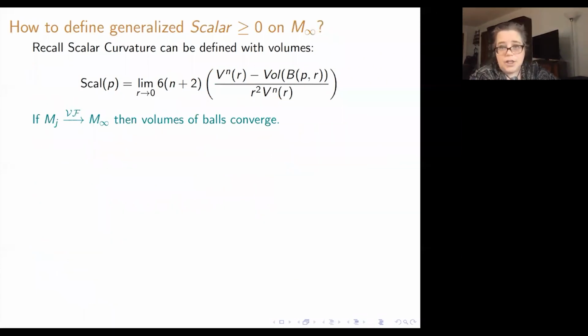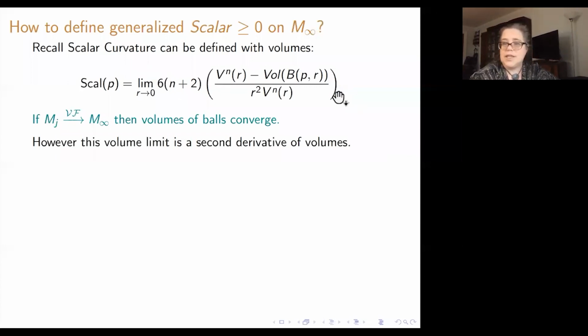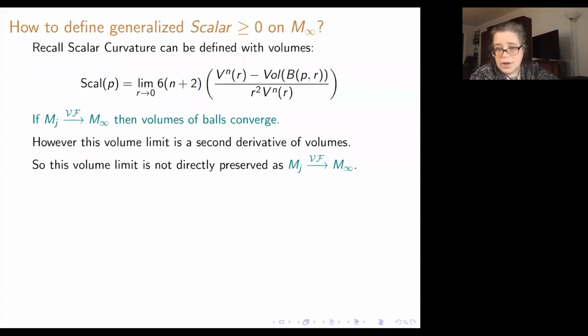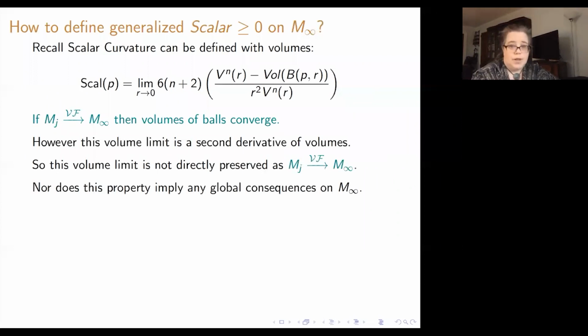If we wanted to define a generalized scalar non-negative, certainly this definition is definable on a space that is not smooth. And under volume preserving intrinsic flat convergence, we do have volumes of balls converge, but this is very misleading. This limit is really a second derivative of volumes because of L'Hopital's rule coming into play when you take the limit. So this volume limit is not directly preserved as Mj volume preserving intrinsic flat converges to M infinity. Nor does this property imply any global consequences on M infinity anyway. So this is generally a useless property of scalar curvature, although I would like to see it hold on the limit spaces after the fact.